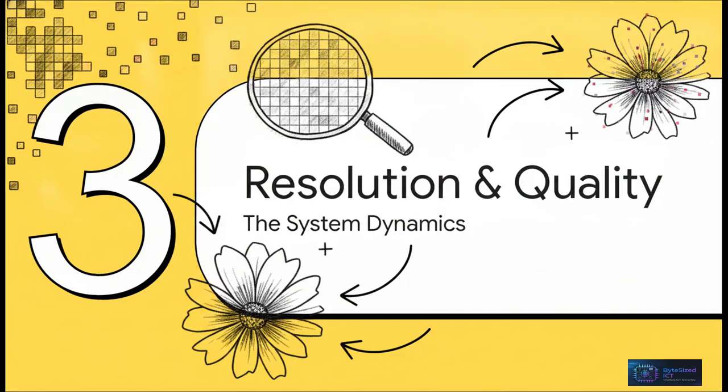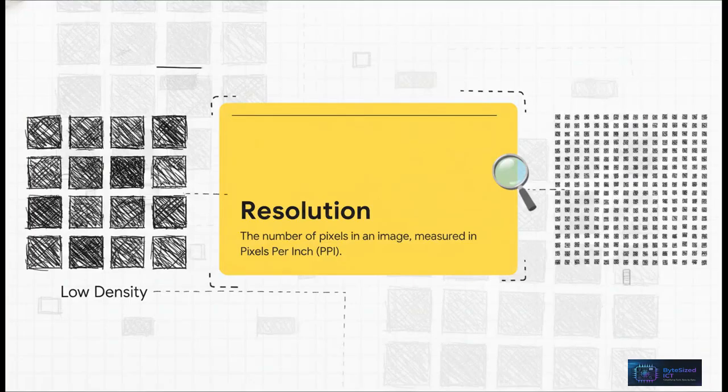Okay, part 3, resolution and image quality, the system dynamics. Now that we're intimately familiar with the microscopic pixel, let's zoom back out and see how the sheer volume of these pixels impacts the final picture. This is where resolution comes in, which basically dictates our grid density. We measure this density in ppi, or pixels per inch.